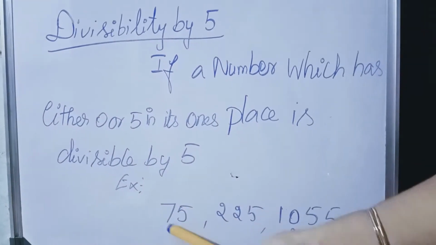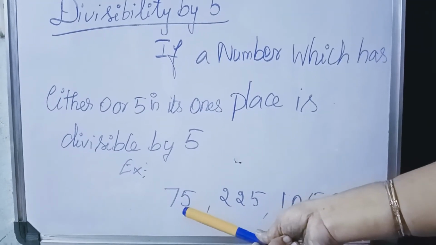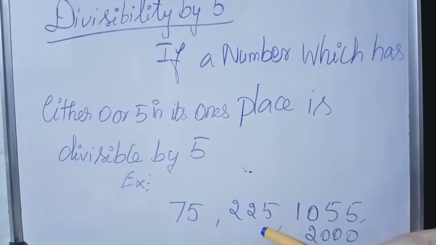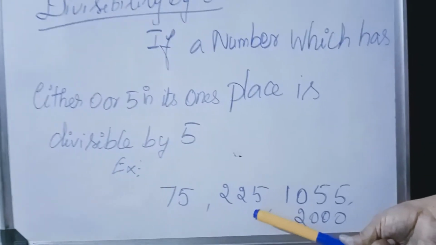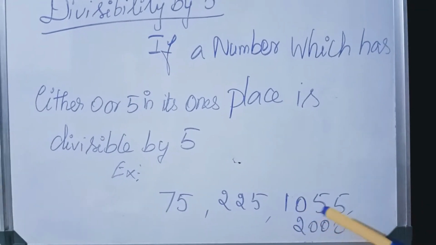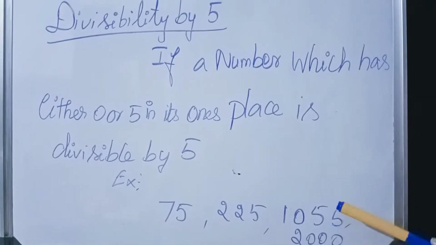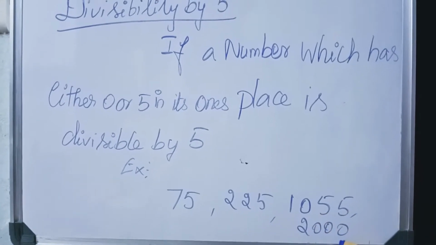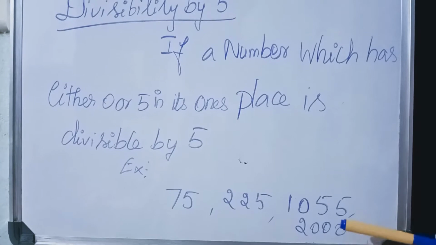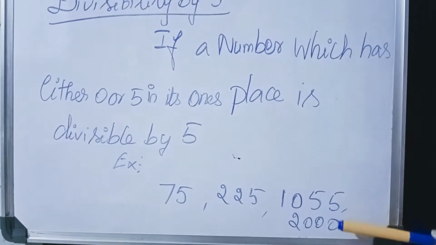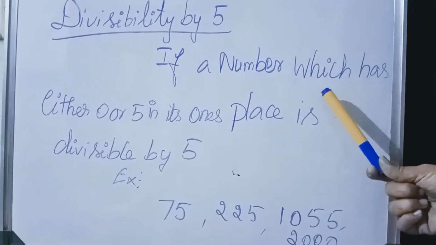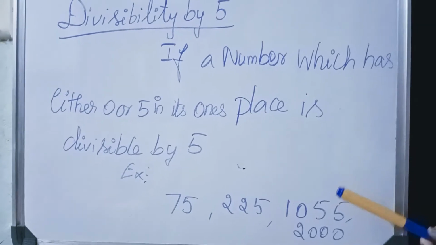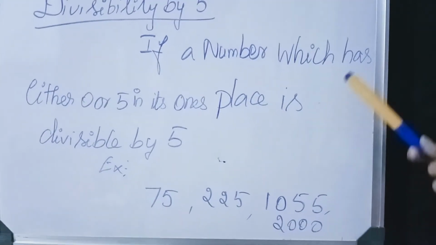For example, 75. Here the ones place is 5, so it is divisible by 5. Now 225, the ones place is 5, so it is divisible by 5. 1055, you have to check the ones place only. The ones place is 5, so it is divisible by 5. Now 2000, the ones place is 0, so it is divisible by 5. So if a number has either 0 or 5 in the ones place, it is divisible by 5. This is the rule for divisibility by 5.